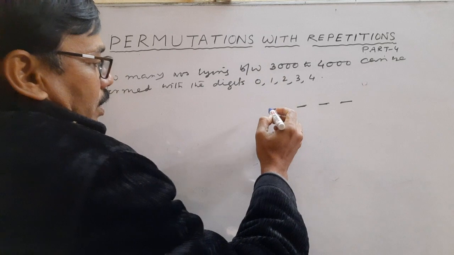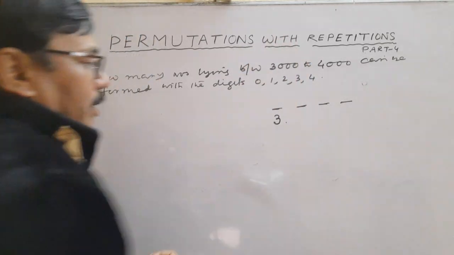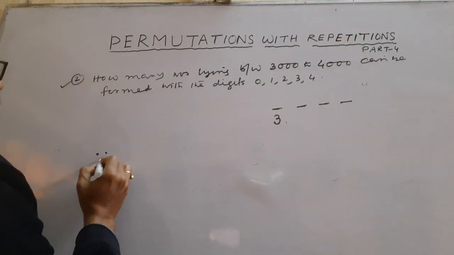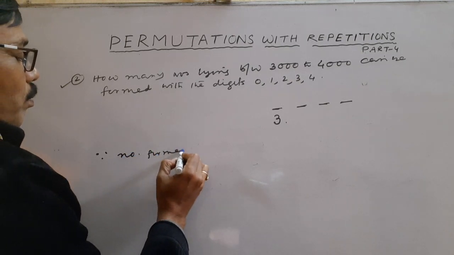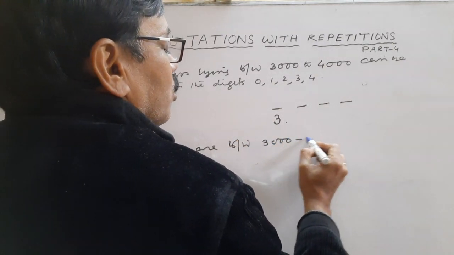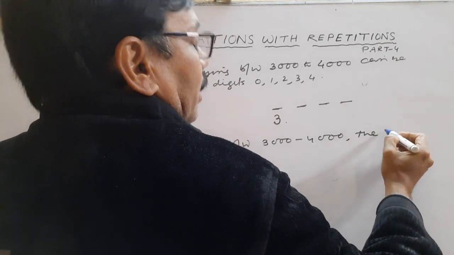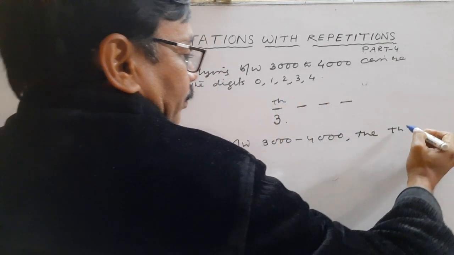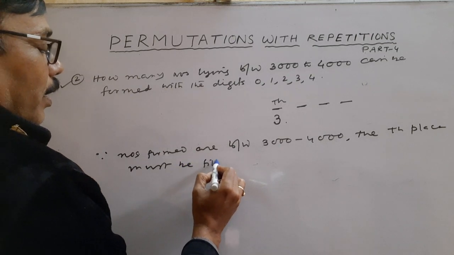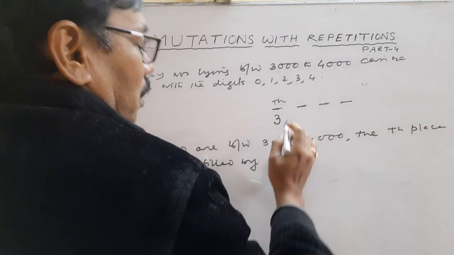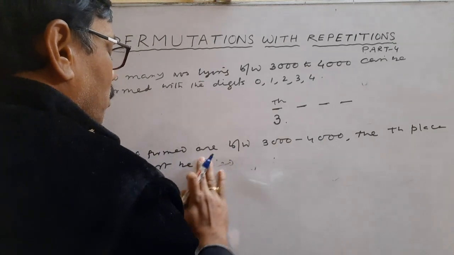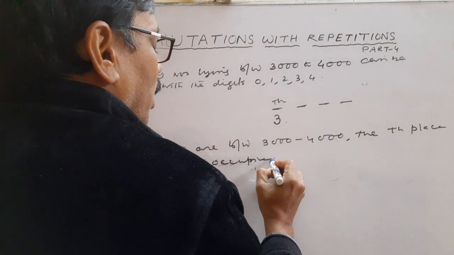So the 1000 place must be occupied by 3. Since the numbers formed are between 3000 to 4000, the 1000 place must be filled by 3.